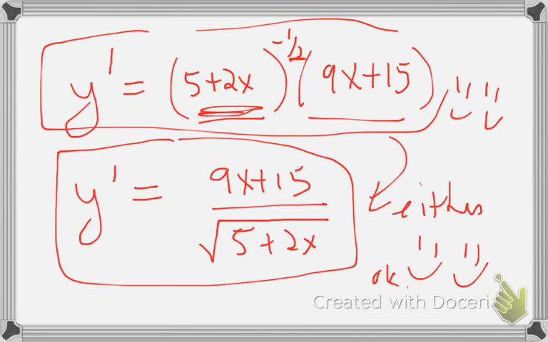And again, (5 plus 2x) to the negative a half means the same thing as 1 over (5 plus 2x) to the half, and raising to the half power means the same thing as the square root. So just getting yourself comfortable with manipulating and morphing things from one form to another is good. Okay, good luck.